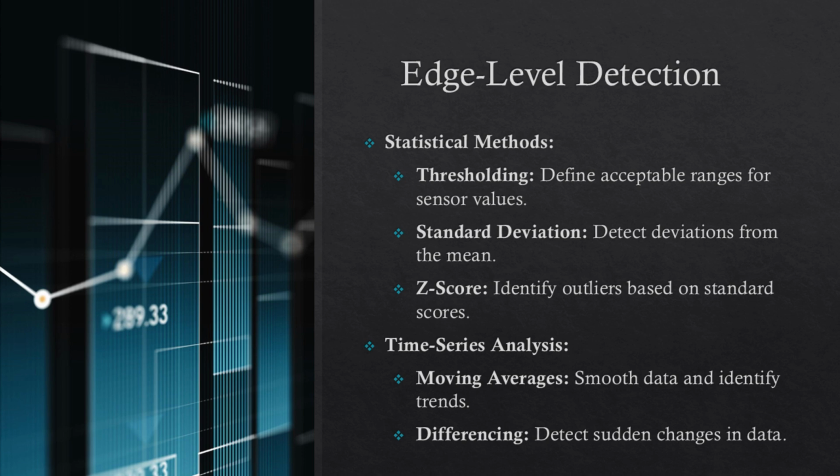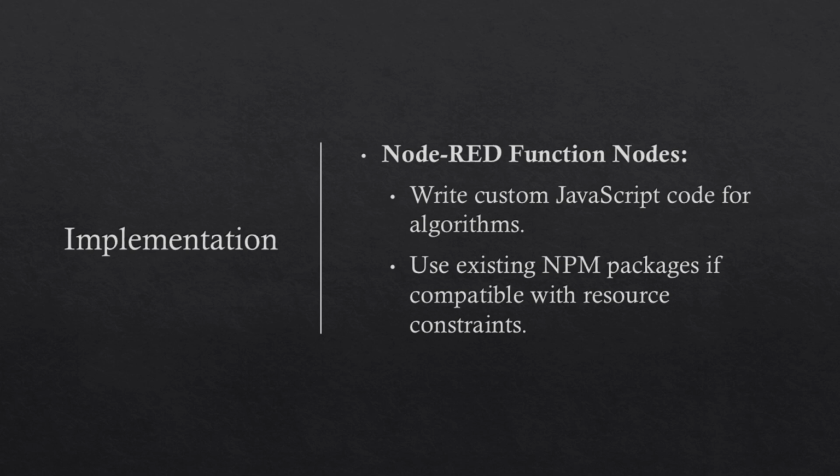Time series analysis. Moving averages: we use moving averages to smooth out short-term fluctuations and highlight longer-term trends. Differencing: this technique helps detect sudden changes in data by analyzing the difference between consecutive data points. These methods are computationally efficient and effective for detecting immediate issues. We implement these algorithms using Node-RED function nodes, where we write custom JavaScript code tailored to our specific needs.